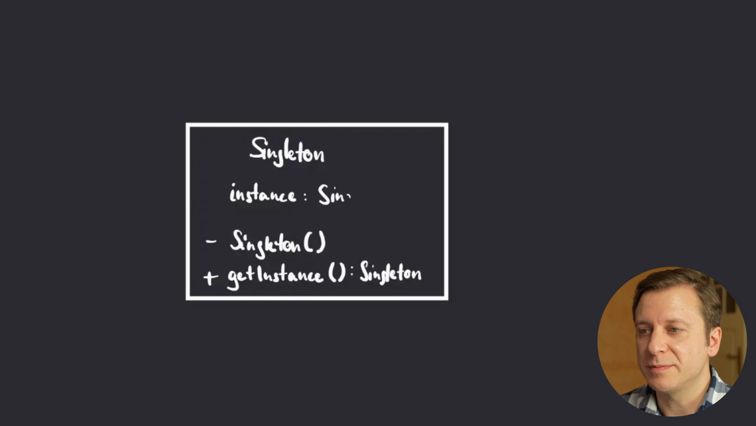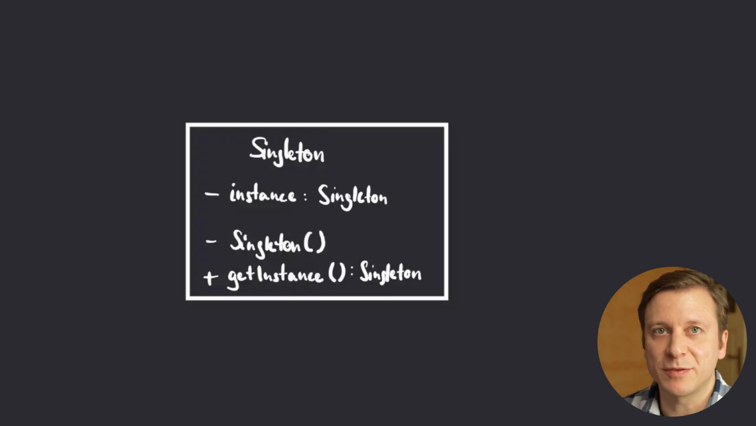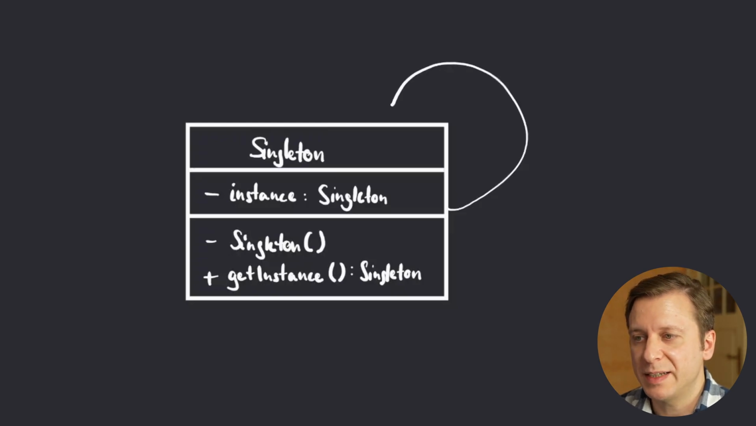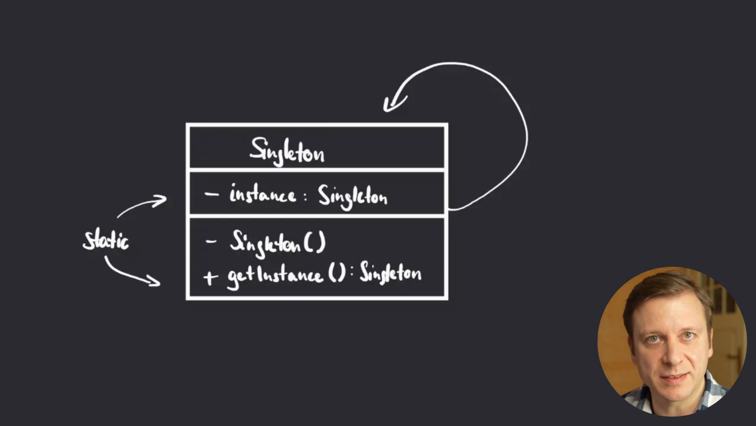The local variable, instance, needs to be private as well, because we don't want it to be accessible from the outside. One thing stands out a bit in the structure, and that is that both the method getInstance and the local variable instance need to be static, because we don't want it to be part of the instance. We need it to be part of the class instead.